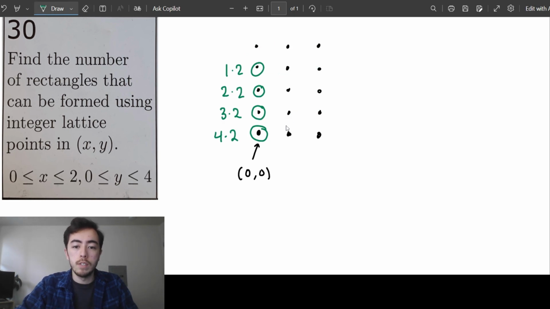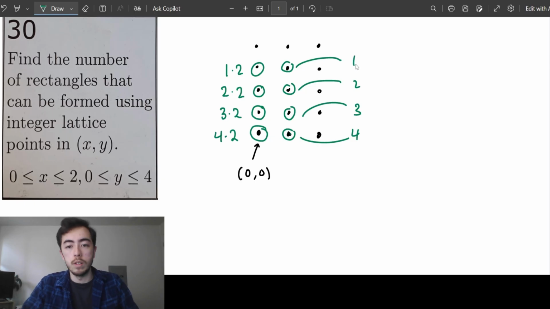I think the next 4 points to check are these ones right here, because I could start my rectangle somewhere in the middle of this lattice. Looking at the bottom one, I do have 1, 2, 3, 4 different rectangles that I haven't considered yet. And then we're going to have 3 coming off of this point, and then it'll be 2, and then 1. So we have 4, 3, 2, and then 1 rectangles coming off of those points.